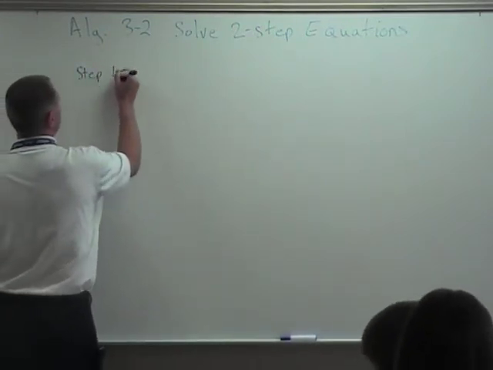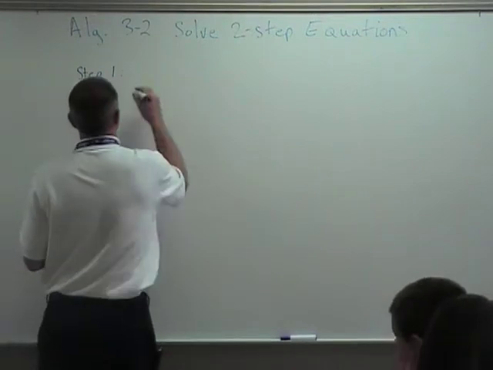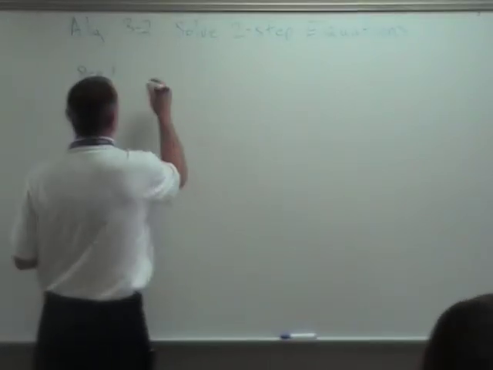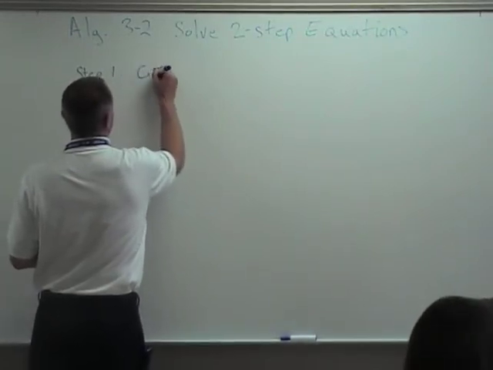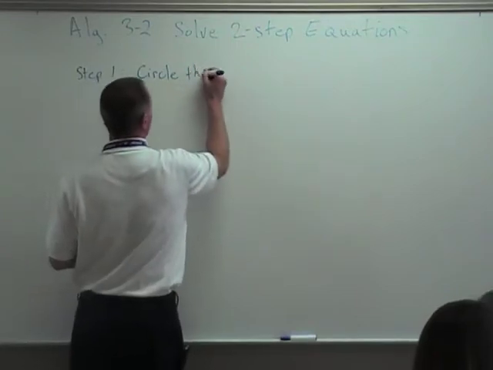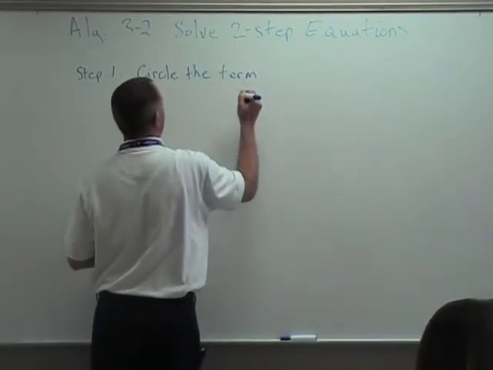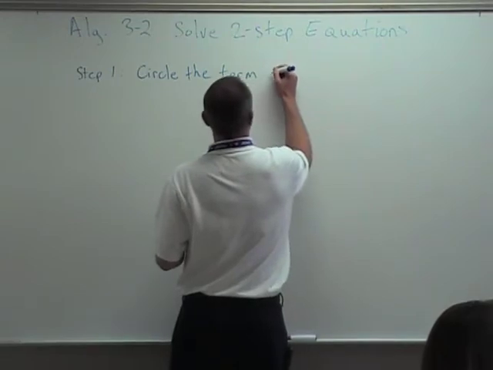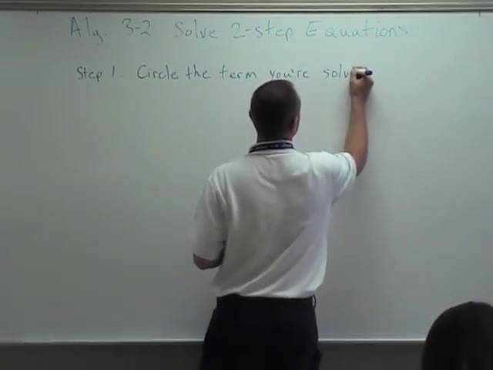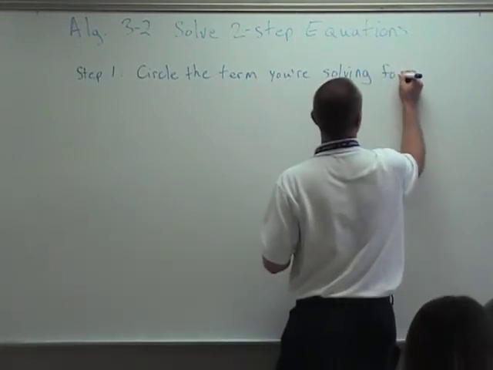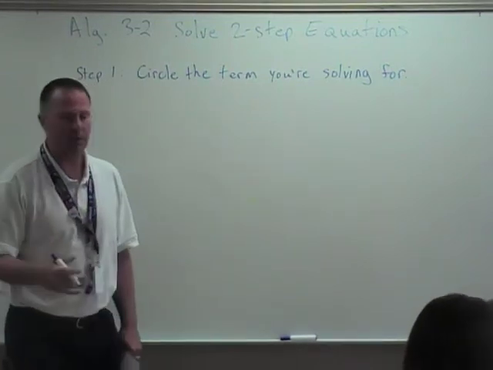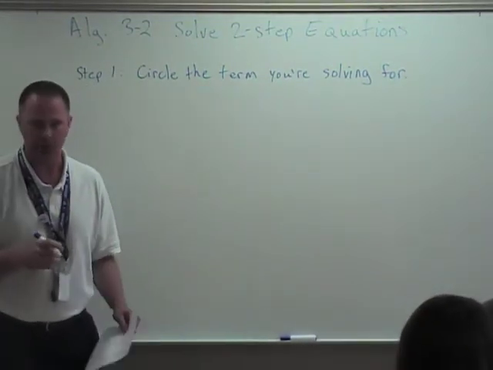Step one. The first thing you need to do is identify the term you're solving for. What has the variable in it? Sometimes you might need to circle the term you're solving for so you can identify it. You don't have to actually do that, but it might help. You have to be able to identify it, and that includes the operation that's attached to it as well.